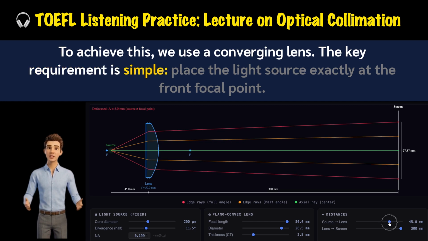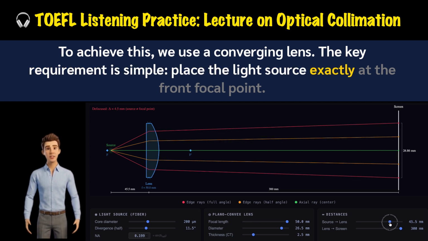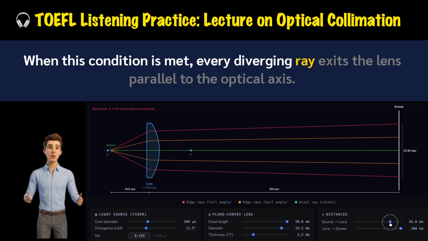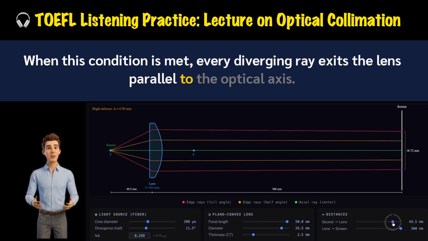The key requirement is simple. Place the light source exactly at the front focal point. When this condition is met, every diverging ray exits the lens parallel to the optical axis.